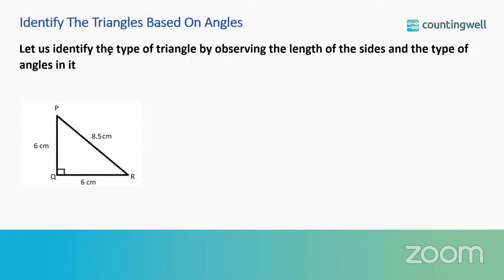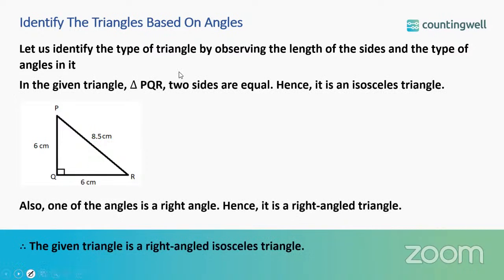Now, let us look at this problem. Let us identify the type of triangle by observing the length of the sides and the type of the angles in it. So what you're observing, triangle PQR, which is 90 degrees at Q. PQ is equal to 6 centimeter, PR is equal to 8.5 centimeters, and QR is equal to 6 centimeter. In the given triangle, you can see PQ is equal to QR. That is, two sides are equal. Hence, it is an isosceles triangle.